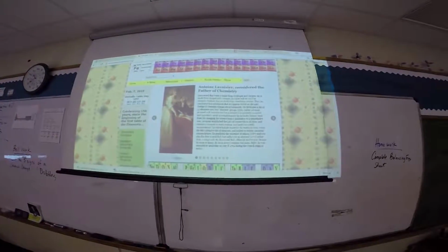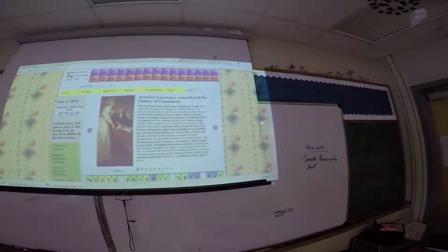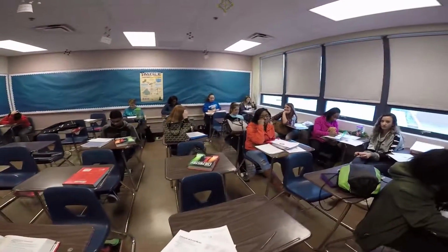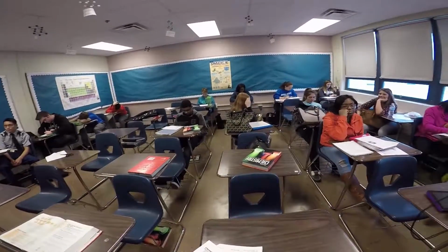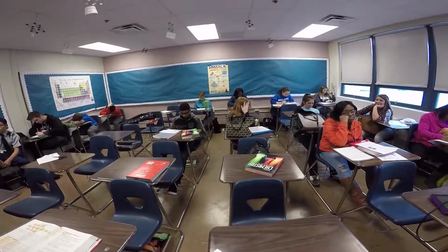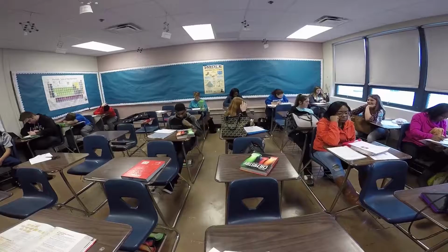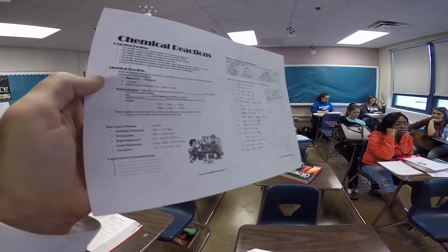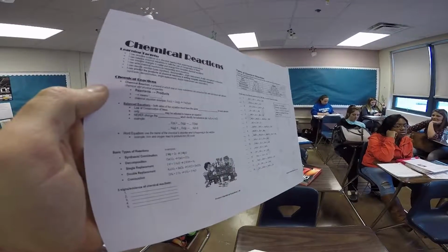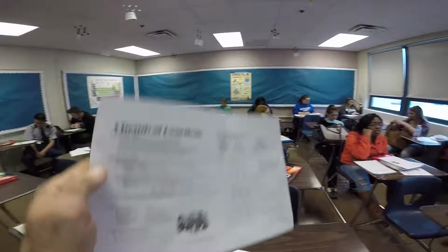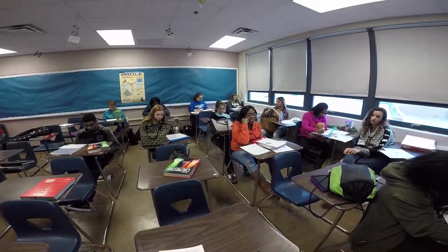Good job, Michaela. So balancing equations goes back to Antoine Lavoisier, and he's the father of chemistry, and he basically came up with the law of conservation of mass. And this is such an important part of balancing equations. As you notice on this handout right here, Lily, where it says balancing equations, both sides of the equation must have the same what?